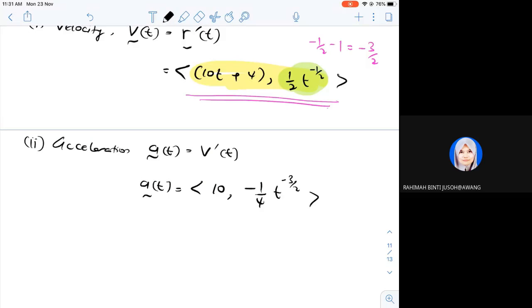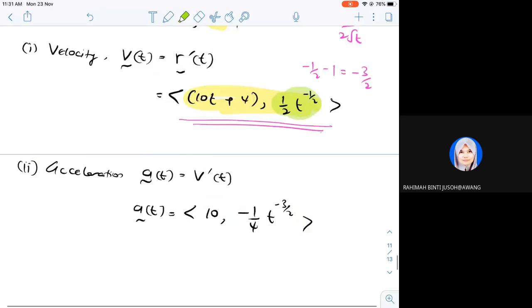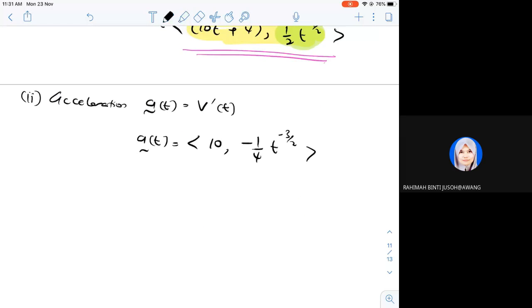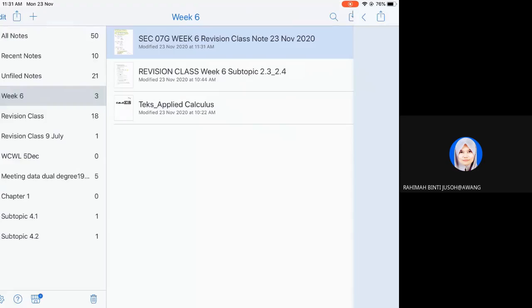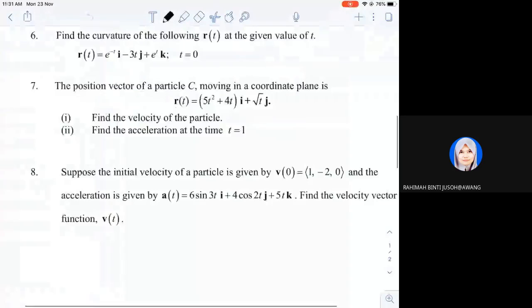Like that. Okay, so the question wants it at time t equals to 1. So substitute t equals to 1 here. Acceleration at time t equals to 1, we have, what is this? 10. And of course, negative 1 over 4. Done. That's it. Okay, next question. Okay, let us do question number 8.